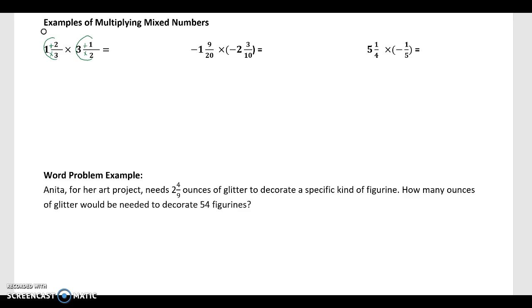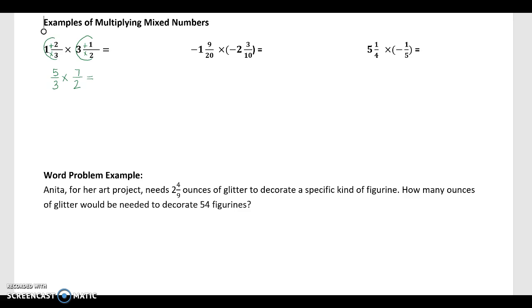Okay, so 3 times 1 is 3. 3 plus 2 is 5 over 3. Then 2 times 3 is 6, 6 plus 1 is 7 over 2. You keep your denominator. Okay, and you're just going to multiply across. I'm going to let y'all do that one and we'll come back and check our answers in a minute.